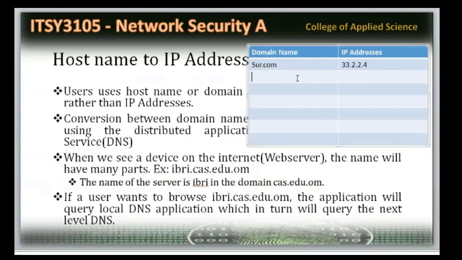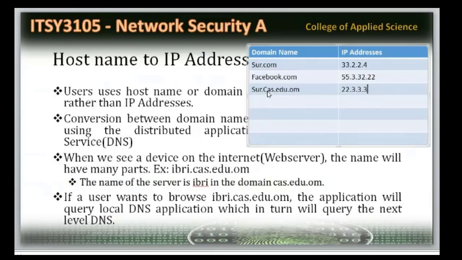The next one, for example, I'm having facebook.com. For facebook.com there will be an IP address. You cannot remember the IP address for all the domains. It is very difficult, but the domain name you can easily keep. Even if you take our college, we have cas.edu.om. This is the website for our college. For this there will be an IP address. I don't know the exact IP address, I'm just giving an example. So this is the IP address of our college.